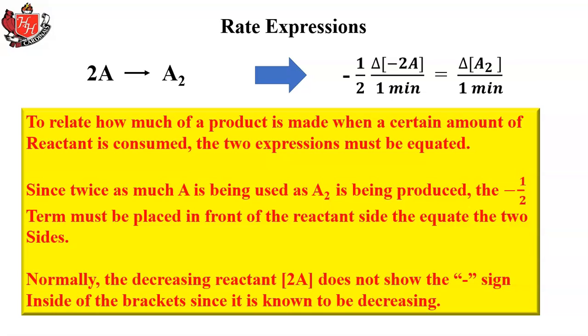So to relate how much of a product is made when a certain amount of reactant is consumed, the two expressions are equated. Since twice as much A is being used as A2 is being produced, the negative 1/2 term must be placed in front of the reactant side to equate the two sides. Normally, the decreasing reactant 2A does not show the negative sign. Instead, the sign is shown inside of the brackets since it is known to be decreasing.